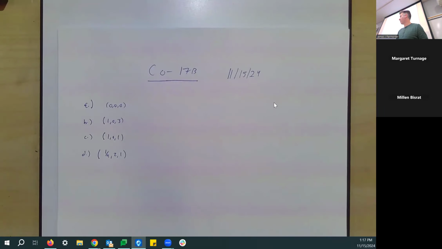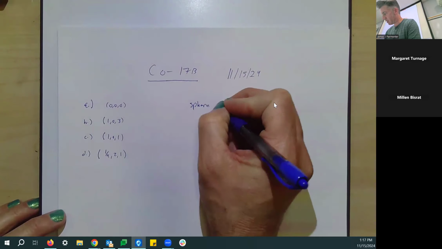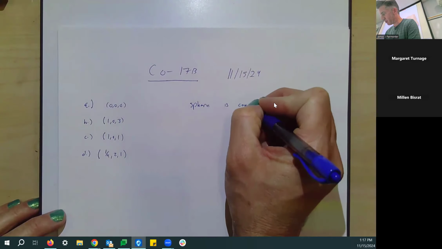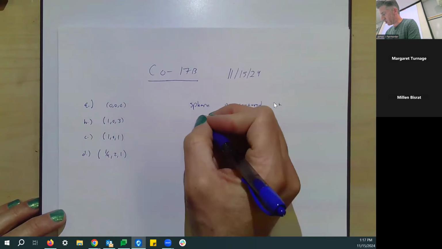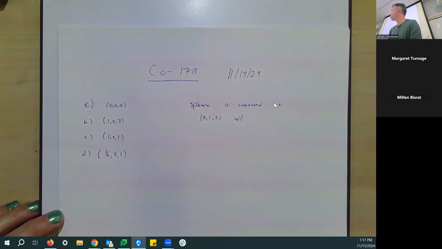Okay, so let's look at what we've got going on here. It says most vaccines protect only against pathogens that fall within a certain region of antigenetic space. So the vaccine protects against any strain falling within a sphere of radius 2 centered at the point (2, 1, 0). So our sphere is centered at (2, 1, 0) with a radius of 2.